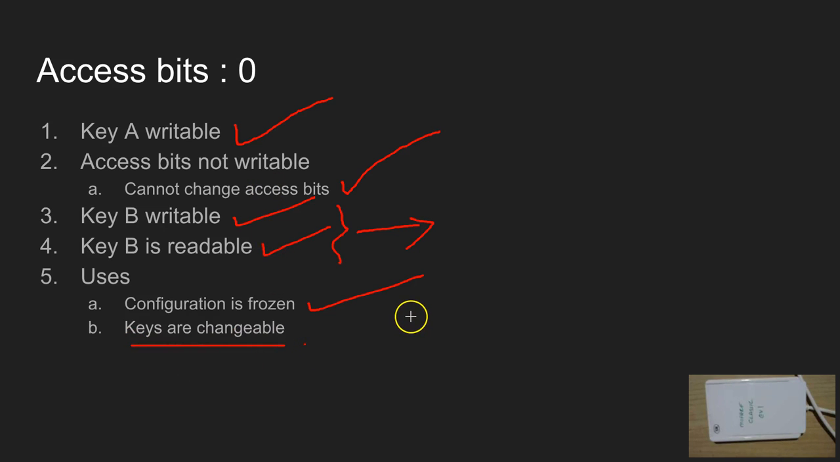So you might come across software requirements where you don't want users to change the configuration, but you want to change the values of the key. It all depends on what you want to do in your software. If you know what access bit 0 can do, your requirements might need all these features. The most important thing here is that the configuration is frozen, so I cannot change the configuration any further. Let's go and see now what's going to happen in the software.